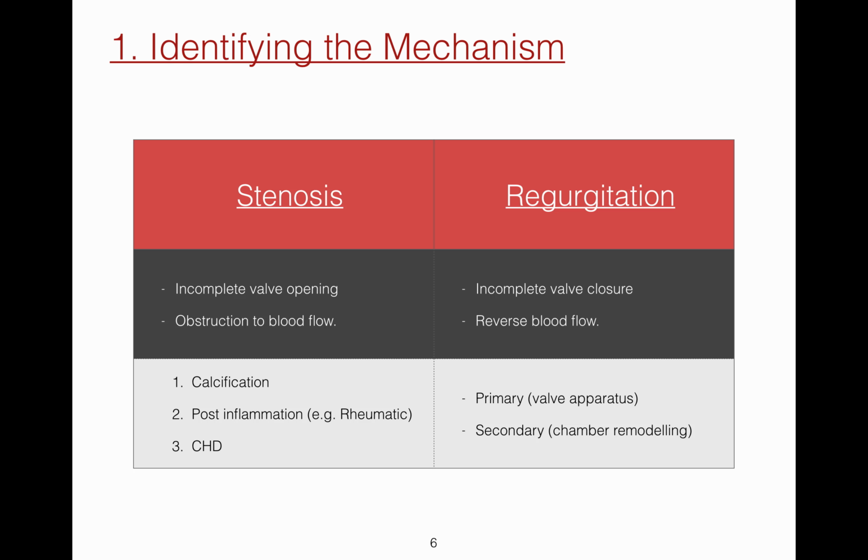Incomplete valve closure, which results in reverse blood flow, is termed regurgitation. Generally speaking, valve regurgitation is termed as either primary or secondary. That is, it is termed primary when it is due to the valve leaflets themselves, or it is secondary because of heart chamber remodeling.